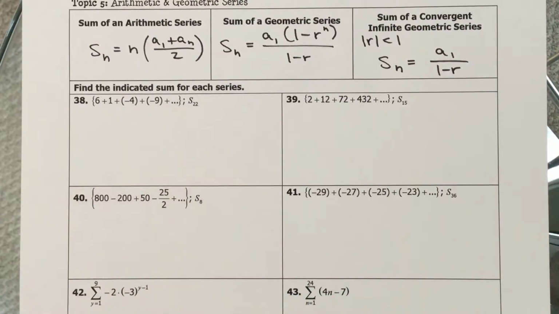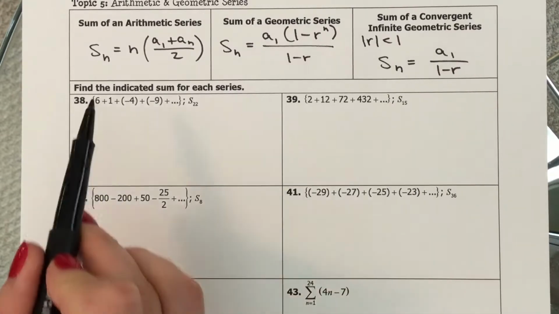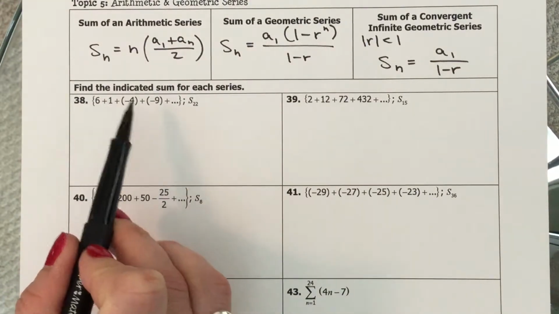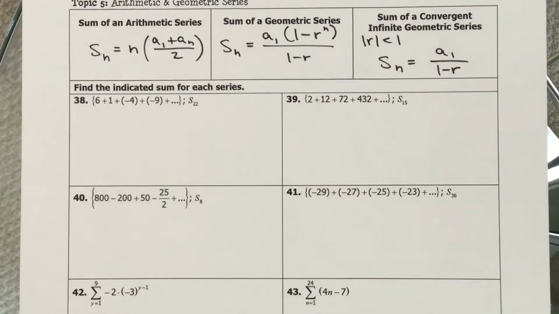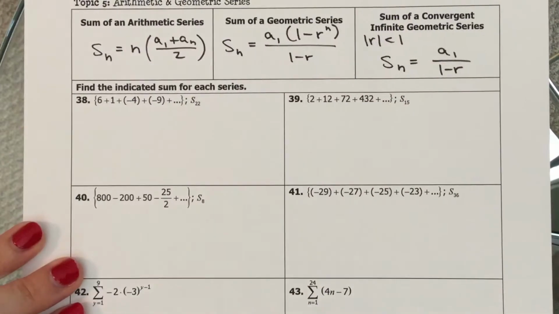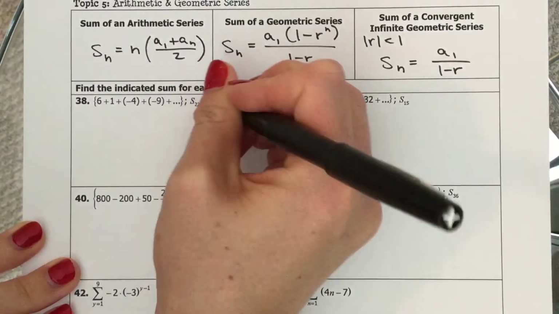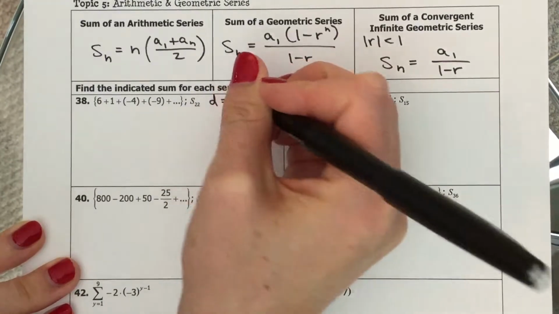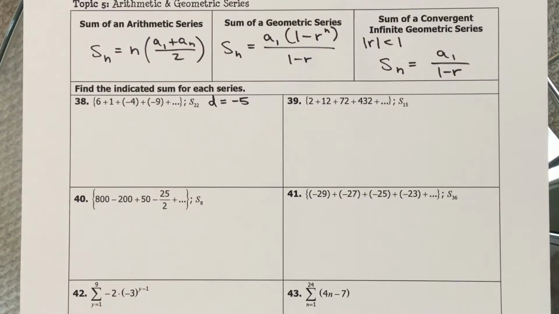Find the indicated sum for each series. That means you first need to figure out if it's arithmetic or geometric. So this one, you can see it's arithmetic. It's going down by 5 each time. So if you figure out what the common difference is, then you can just sub in and figure out each one of your values. All right, so you can kind of work backwards and figure out what the 22nd value would be. So we've got our common difference, which has turned out to be a -5.